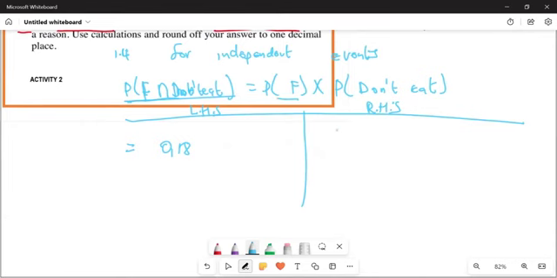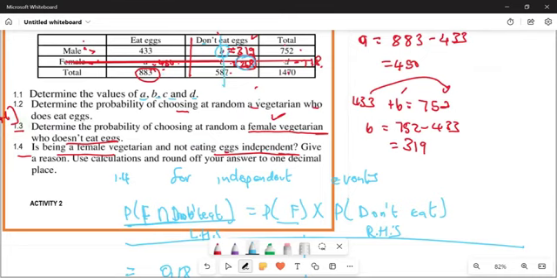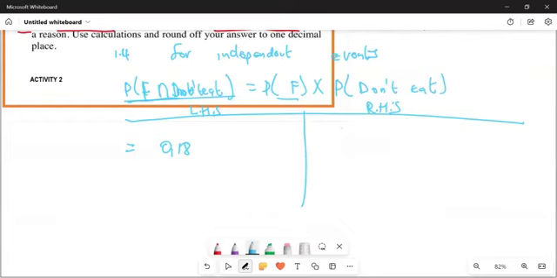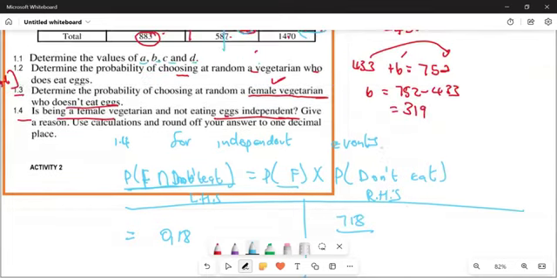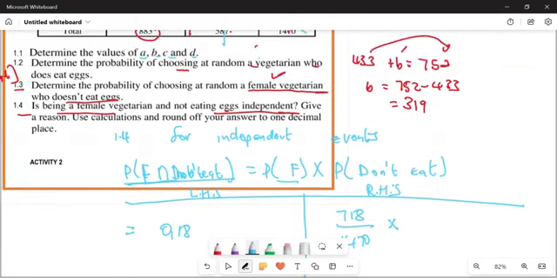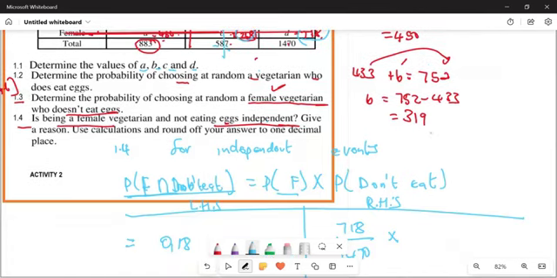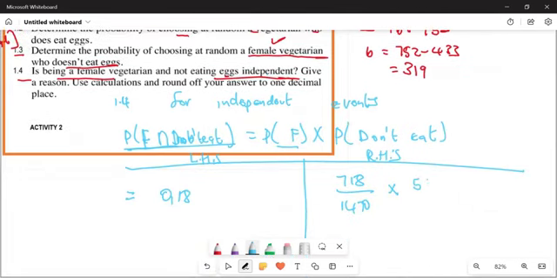Probability of a female. Probability of choosing a female, we can always go and get it. How many are females? Females, we have this number here, which is 718 again. Okay, we'll come and say we have 718 all over 1470. Multiply by probability of those who do not eat eggs. It's 587 again. Multiply by 587 all over 1470.